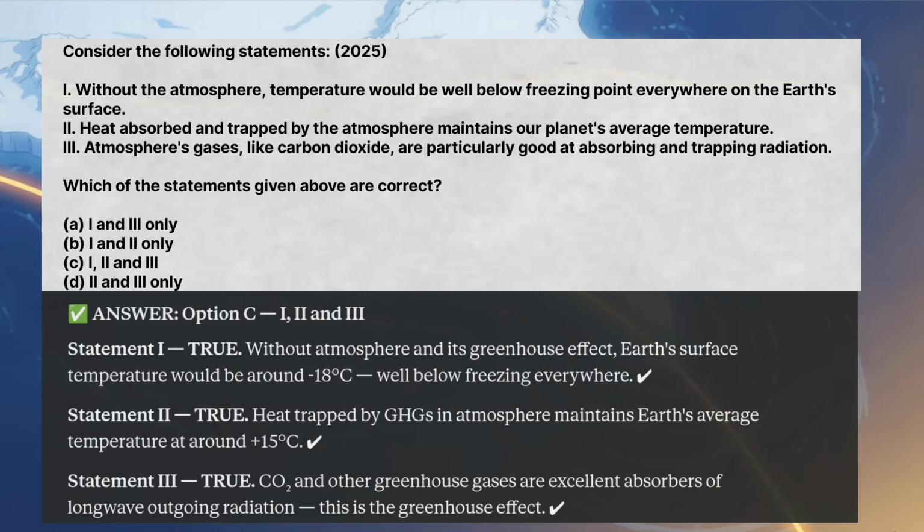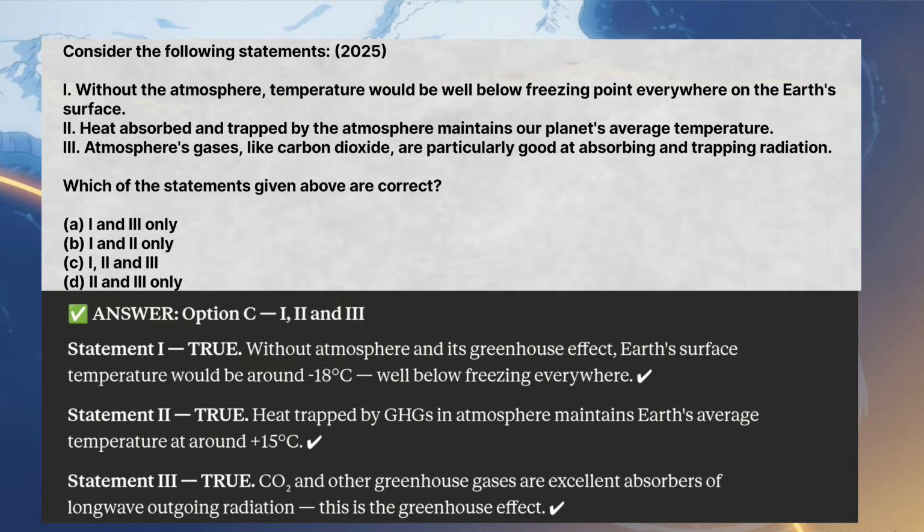Answer, Option C, 1, 2 and 3. Statement 1 true. Without atmosphere and its greenhouse effect, Earth's surface temperature would be around -18 degrees Celsius, well below freezing everywhere. Statement 2 true. Heat trapped by GHGs in atmosphere maintains Earth's average temperature at around +15 degrees Celsius. Statement 3 true. CO2 and other greenhouse gases are excellent absorbers of long-wave outgoing radiation. This is the greenhouse effect.